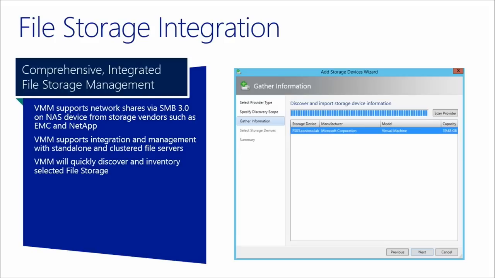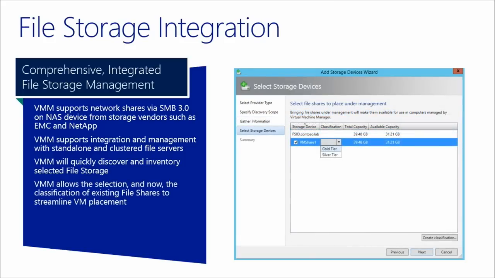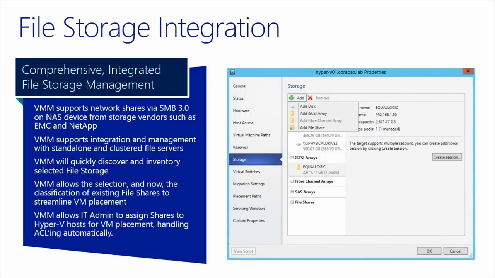So it will quickly discover and inventory the file server storage, very consistent wizard with what we saw before with the iSCSI, and then we can classify our tiers, our file shares that we found. Or we can use VMM to actually create those file shares as well. And the beauty of using VMM for this is I can use VMM to assign file shares to specific Hyper-V hosts. It will handle all of the ACLing, all of the permissions for me without me needing to do anything special, really, which is very, very useful.